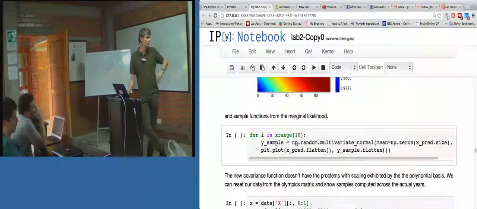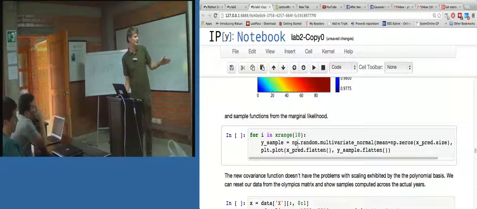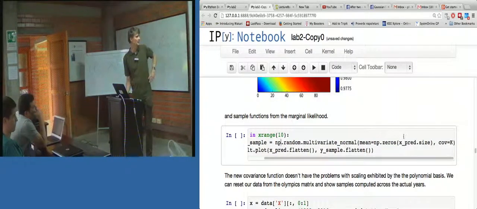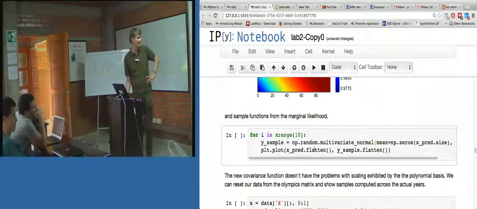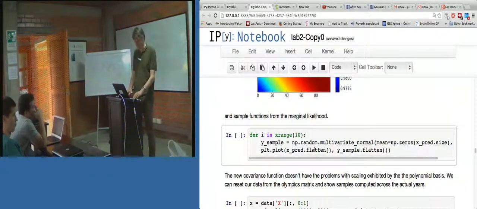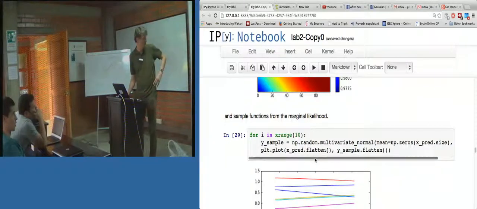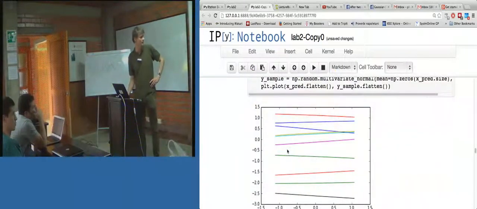And now I can do the same thing again. This is exactly the same thing we did with the polynomials. So mean 0, covariance is equal to k. Sample from the multivariate normal, with that being the case, and plot the results for 10 different samples. Okay, so the length scale is quite long. So what I get is very flat functions.